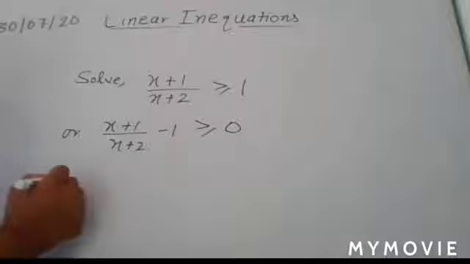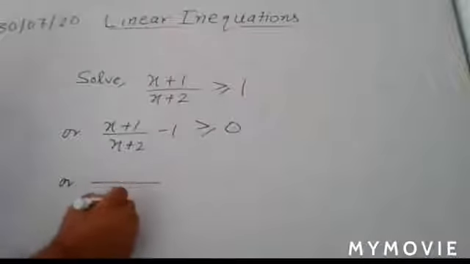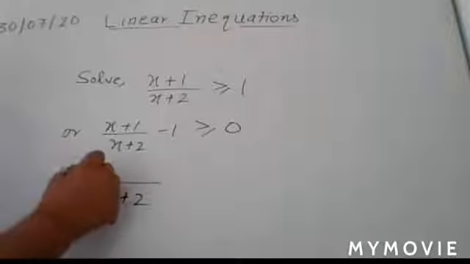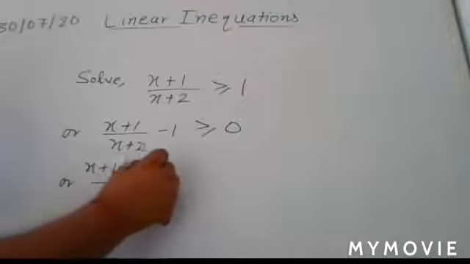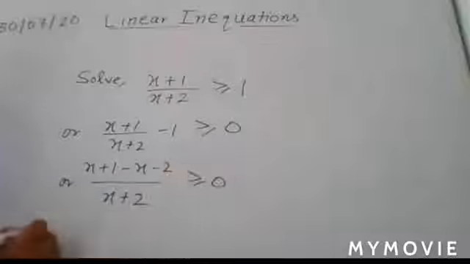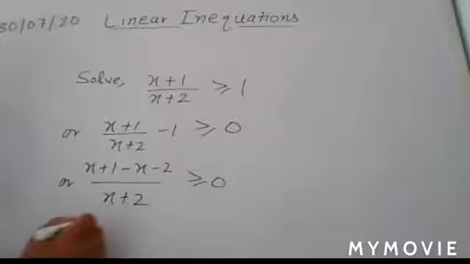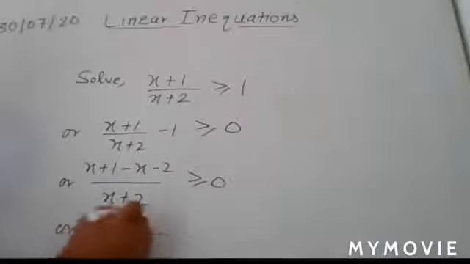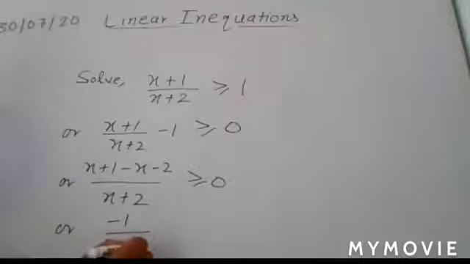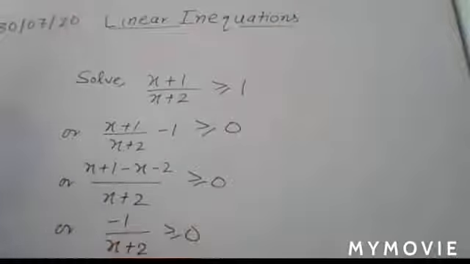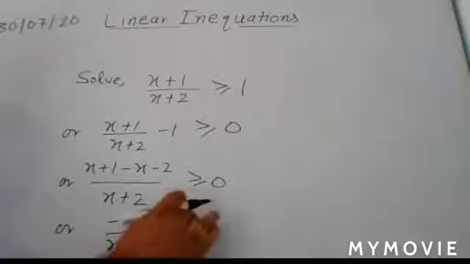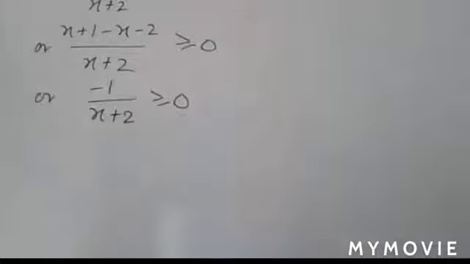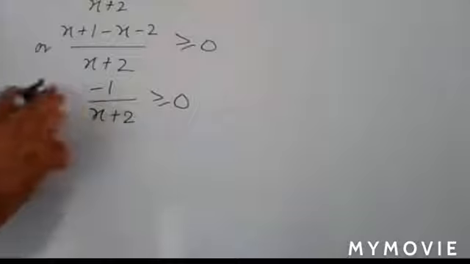Understand? Taking the LCM, here you have x plus 1 minus x minus 2 upon x plus 2 greater than or equal to 0. Here x and x cancel out, and you have minus 1 upon x plus 2 is greater than or equal to 0. You can write it in this way. I think up to this step there is no problem.